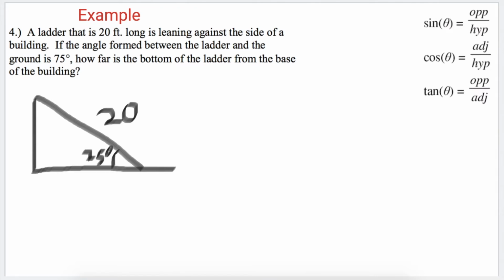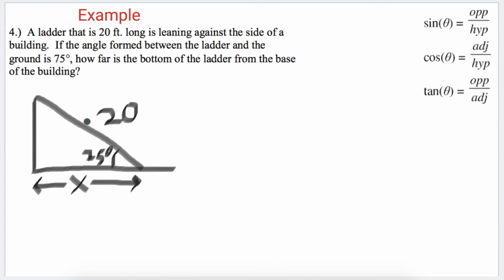The final thing is to label the distance. How far is the bottom of the ladder from the base of the building? So that distance is going to be this horizontal line from the wall to the bottom part of the ladder. After drawing this diagram, now we need to identify which of the three trig functions we are going to use.